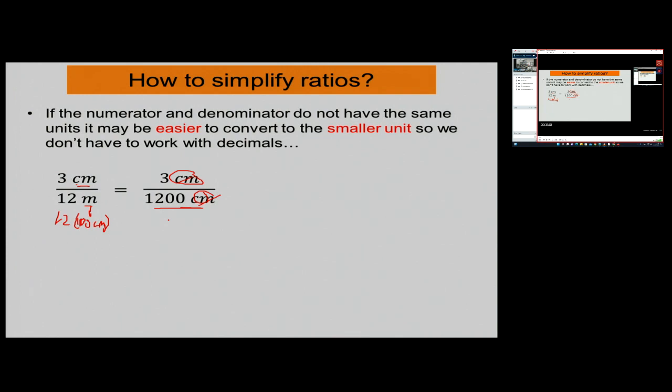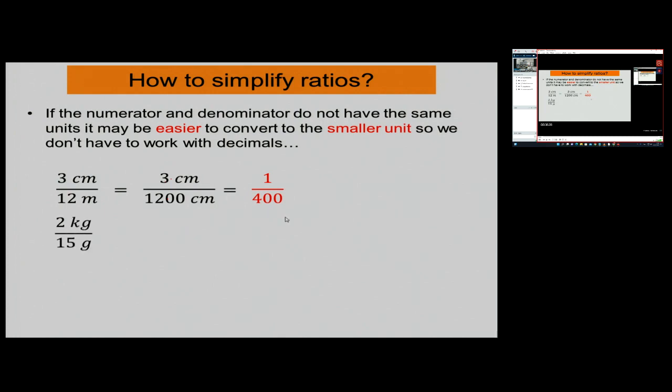Yes? 1 over 400. Okay. Anyway, remember this is 3 divided by 3 is 1. 1,200 divided by 3 is 400.